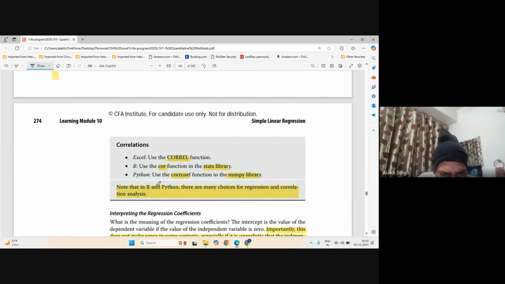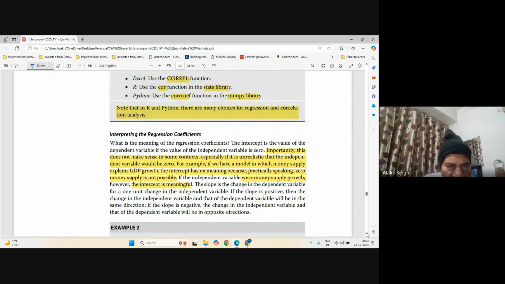And for correlation also, in Python use the corrcoef function in the NumPy library. For example, import NumPy as np, and then np.corrcoef. That way you will do this. In Excel it was easy, equal to CORREL, and in R also the cor function is in the stats library. So that's how you will use it while coding.